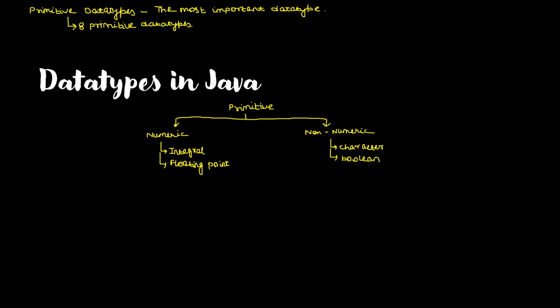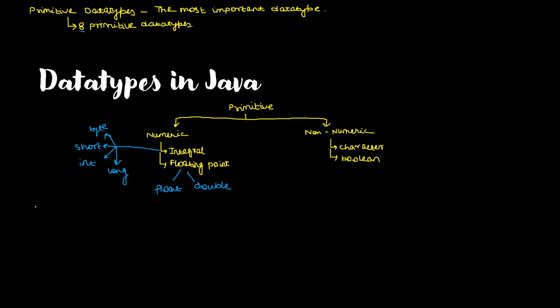Now, these integral and floating point are further branched into different data types. If I write all of them at once, floating point has float and double data types. And integral data types can be classified into four different categories. One is the byte data type, second is short, third is the int data type, which is widely used, and the next is the long data type. So in total, there are eight primitive data types in Java.